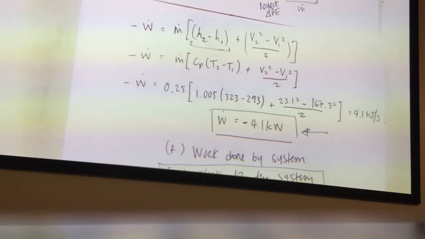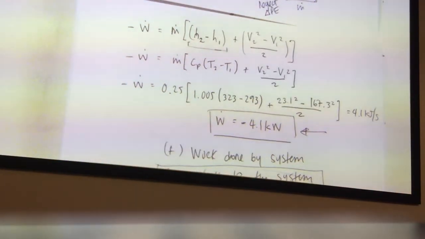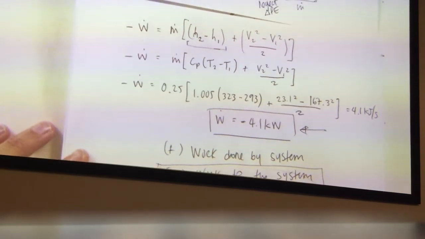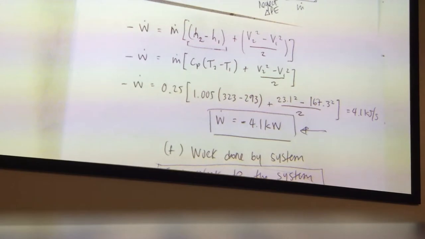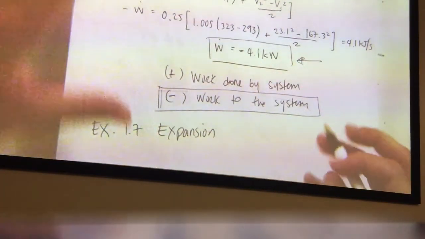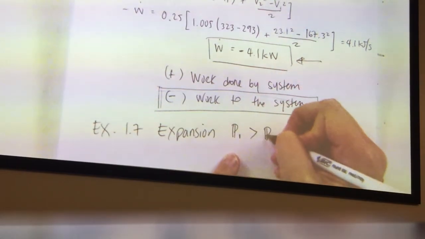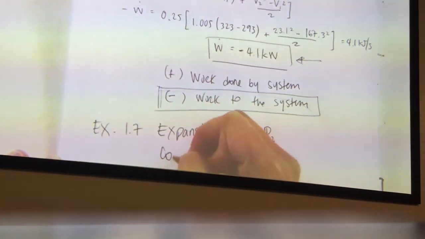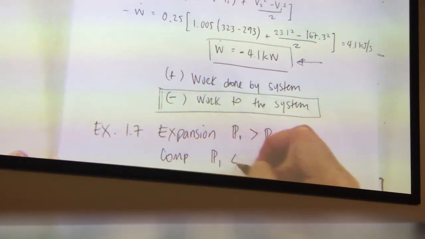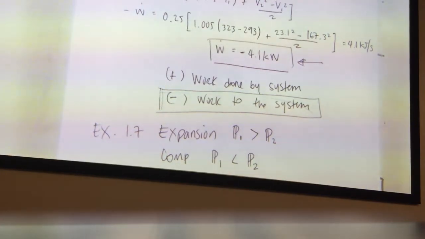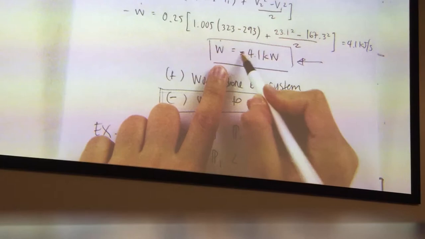The other problem that we did, the example problem, problem 1.7, was an example of an expansion. As we saw in that expansion, we have the opposite situation with the pressure, from high to low pressure. In the expansion, P1 was greater than P2, and in the compression, which was the other problem, P1 was less than P2. So it's important to keep that in mind, to keep that negative in there.